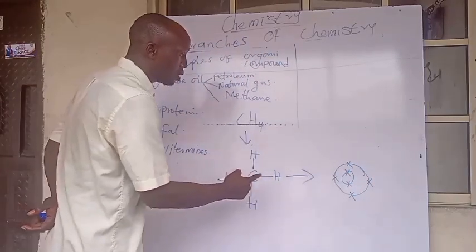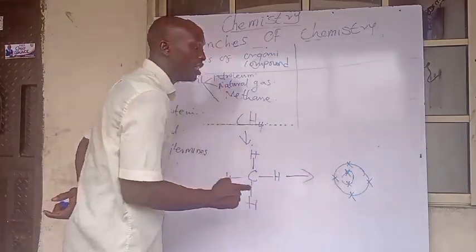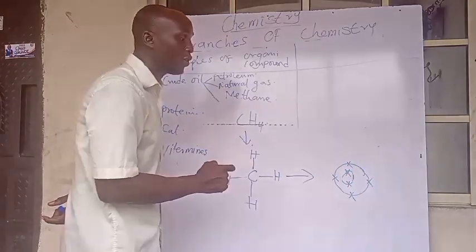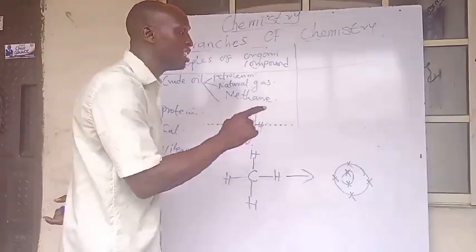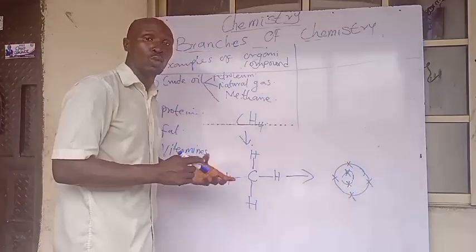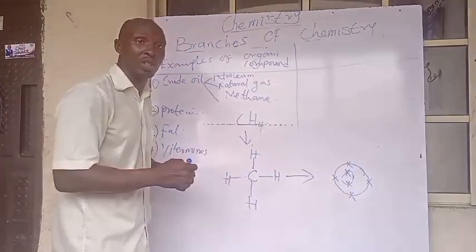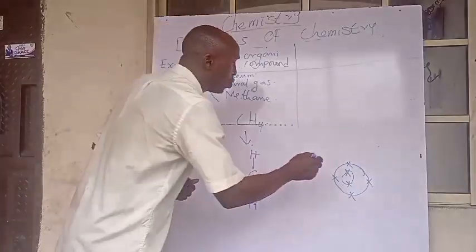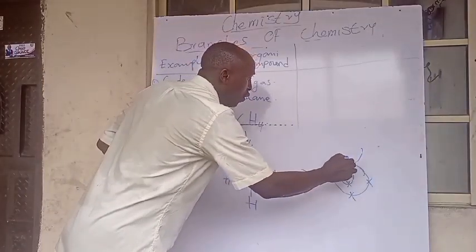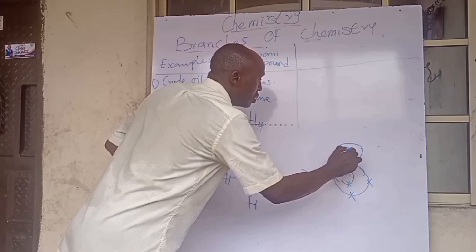You get to see that the outermost shell of carbon contains 4 electrons. It still needs 4 electrons to be complete. So what does it do? It reacts and shares electrons with 4 atoms of hydrogen.